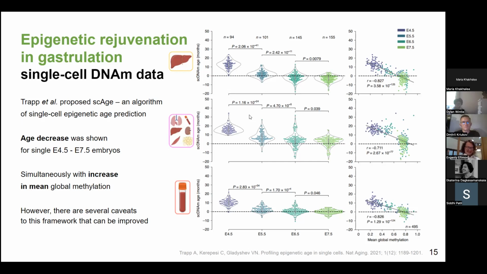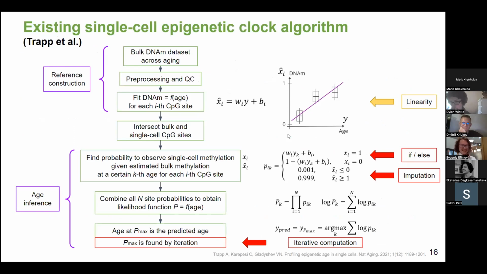And by the way, this age decline, for some reason, relates really well with the increase of mean methylation, of average methylation. But when we look closely at this so-called SCH algorithm, which they use to predict all of this, we can notice several flaws. Don't get too scared by this slide. We will go slowly, step by step. Not too slowly, but kind of.